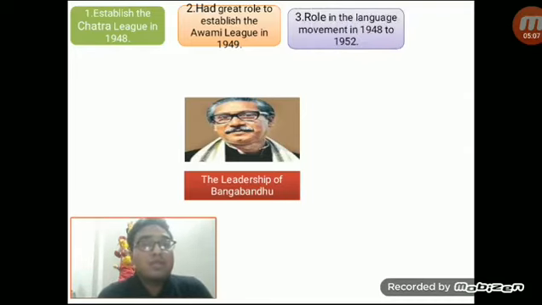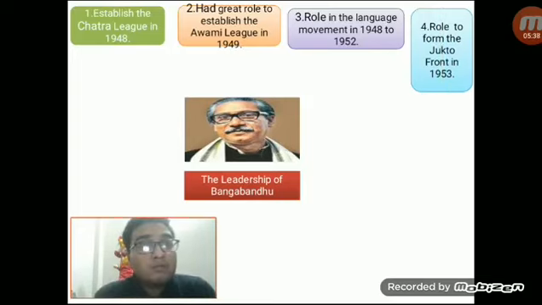Next, his role in the language movement from 1948 to 1952. Bangabandhu Sheikh Mujibur Rahman played a great role in our language movement, which occurred between 1948 and 1952, and he had to face jail several times for participating in the language movement.